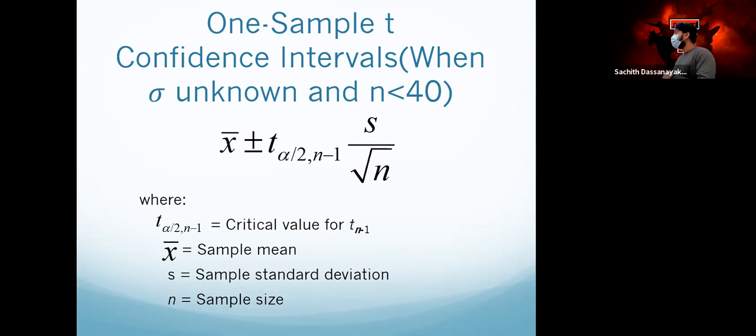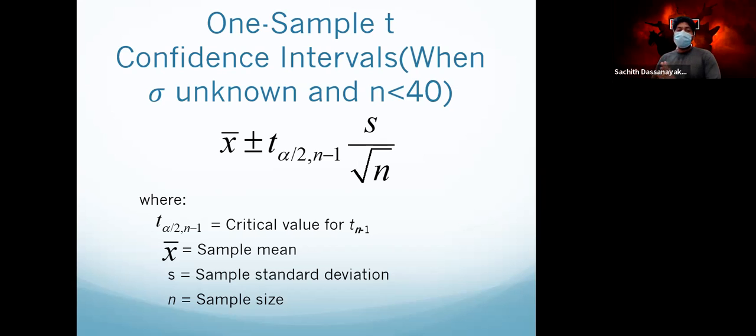We have one sample t confidence interval. Here we are talking about one sample t test. We have two sample t test as well, but right now just focus on t confidence interval just for one sample. Why are we using t distribution? Because we have a small sample, less than 40.